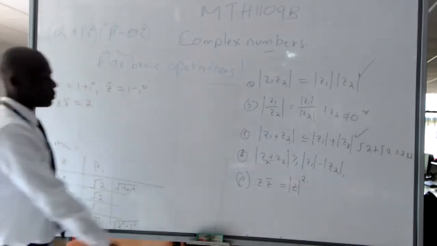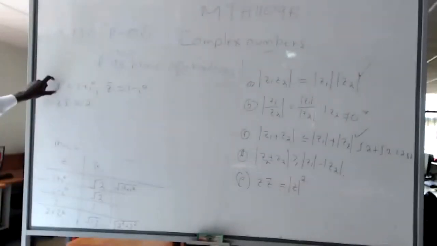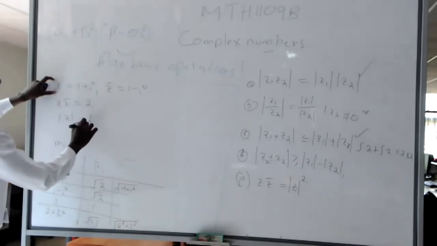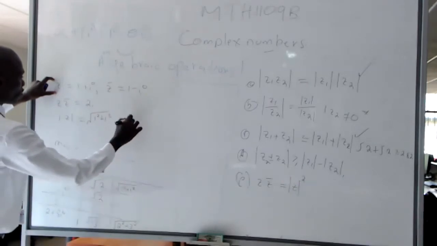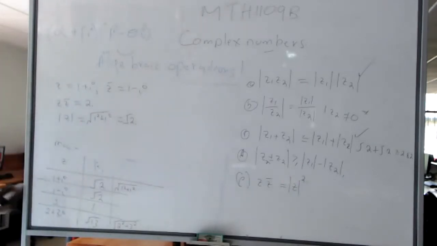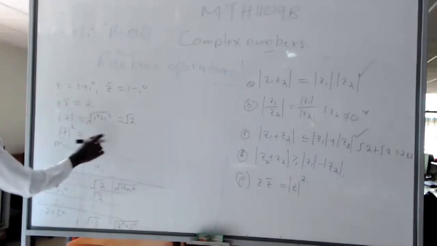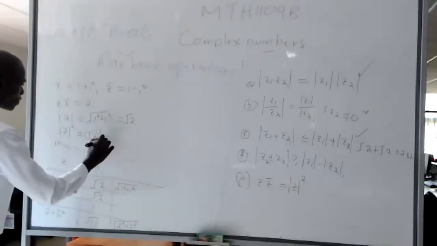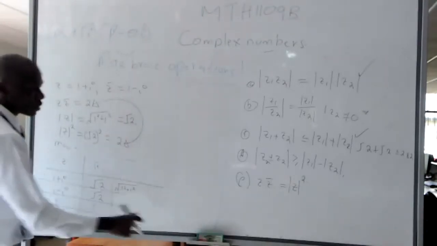But we are saying this is simply absolute value of Z squared. In this case, Z is 1 plus I. So absolute value of Z is square root of 1 squared plus 1 squared, which is square root of 2. Which literally means that absolute value of Z, if you square this, is the same as square root of 2, the whole thing squared, is equal to 2, which is what we have up here. So it means that this is true.